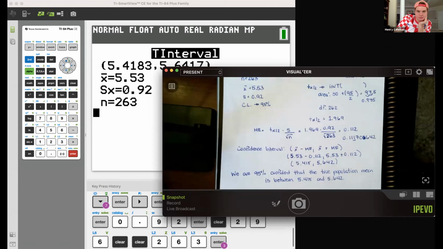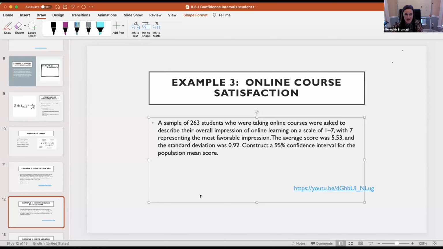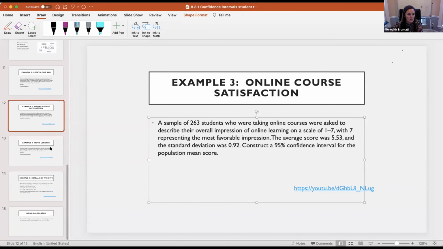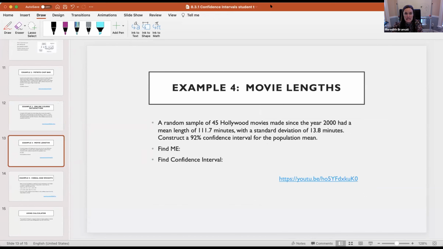Woohoo. Okay, so let's do movie lengths. Please use your calculator and tell me the margin of error. Wait, what did you get for the margin of error for the last one? 0.1117, which rounds to 0.112. I did not get that.